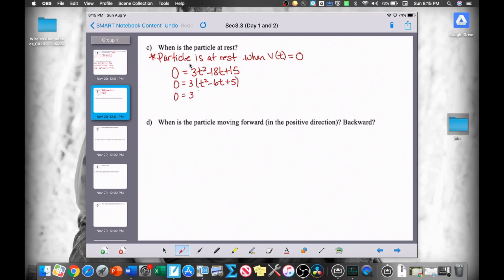That's going to be 3 times t minus 5 times t minus 1, which when I use the zero product property tells me that the particle is at rest at time t equals 5 seconds and at time t equals 1 second.